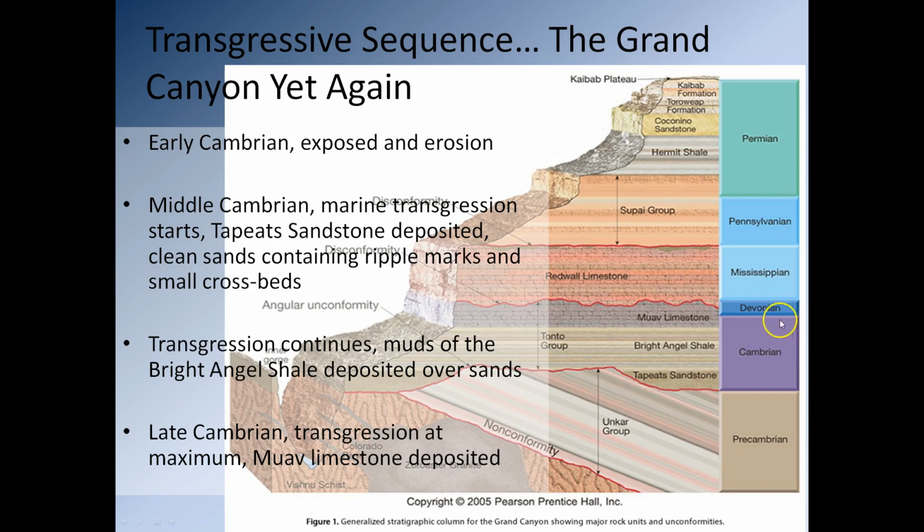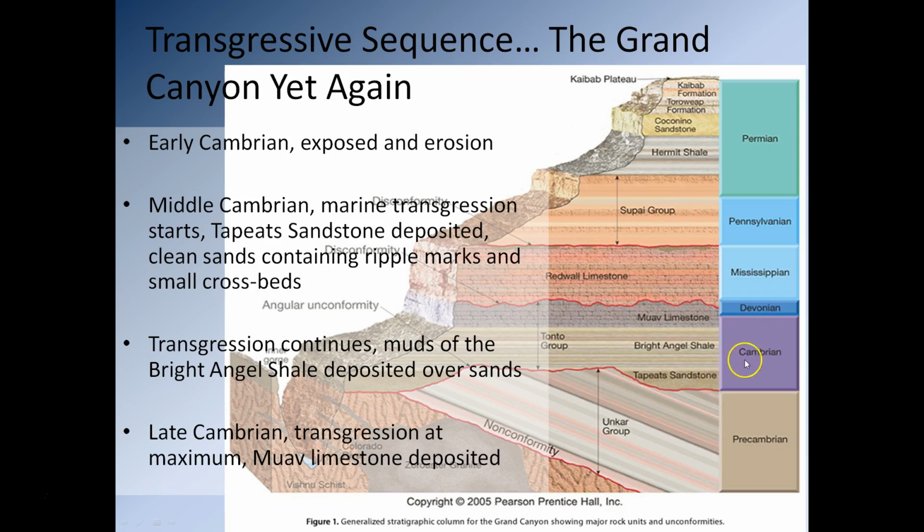So here are the Cambrian rocks down here. They form the Tonto group. By the middle Cambrian, we have a marine transgression. We see the deposition of the Tapeats sandstone. The Tapeats sandstone is a clean sandstone containing ripple marks and small crossbeds. That's essentially a shallow marine coastal sandstone.